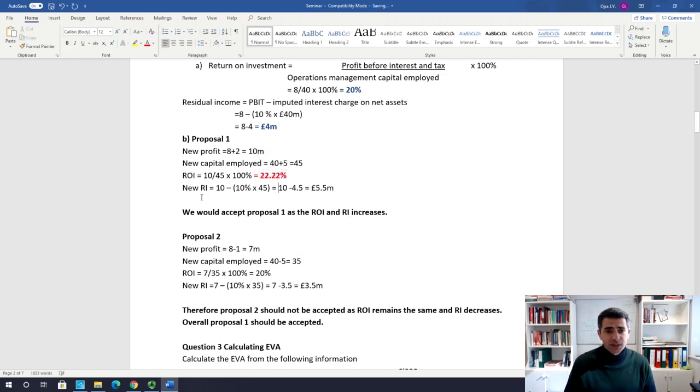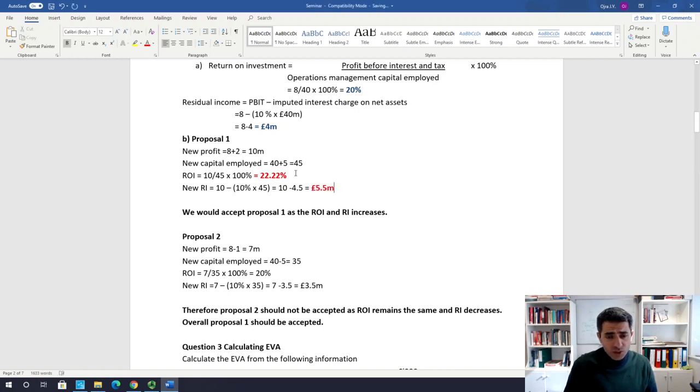So again, guys, 10 million, which is the profit before interest and tax, divided by 45, which is the capital employed, times 100%. So that's 22.2%. Fair enough. RI, which is the residual income, if you apply the formula again based on the new figures, is 5.5 million.